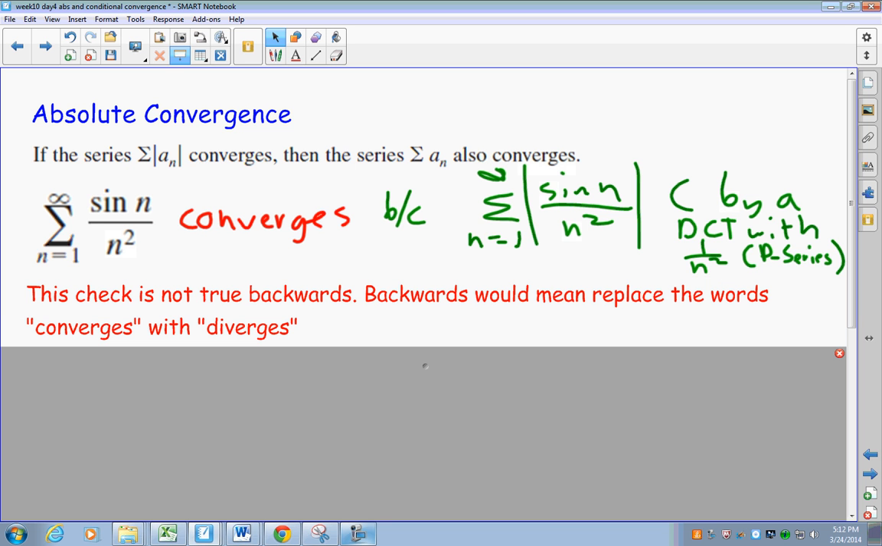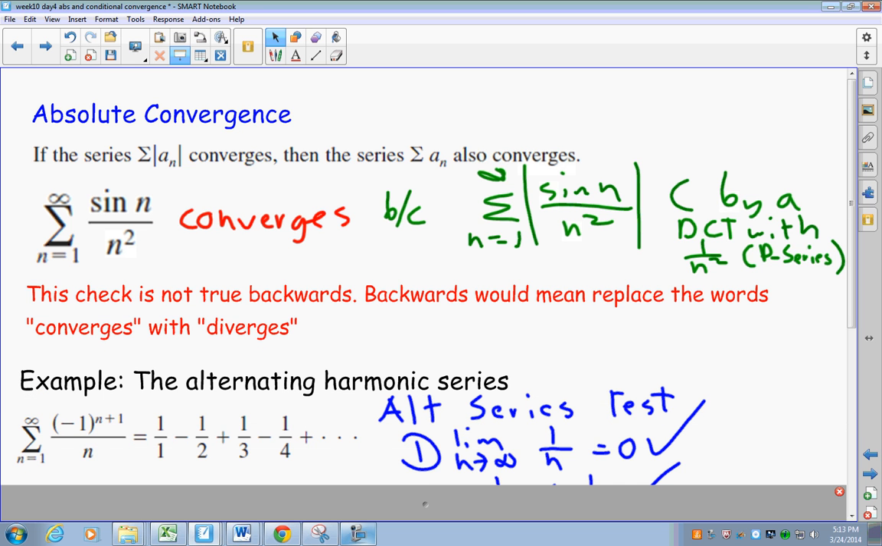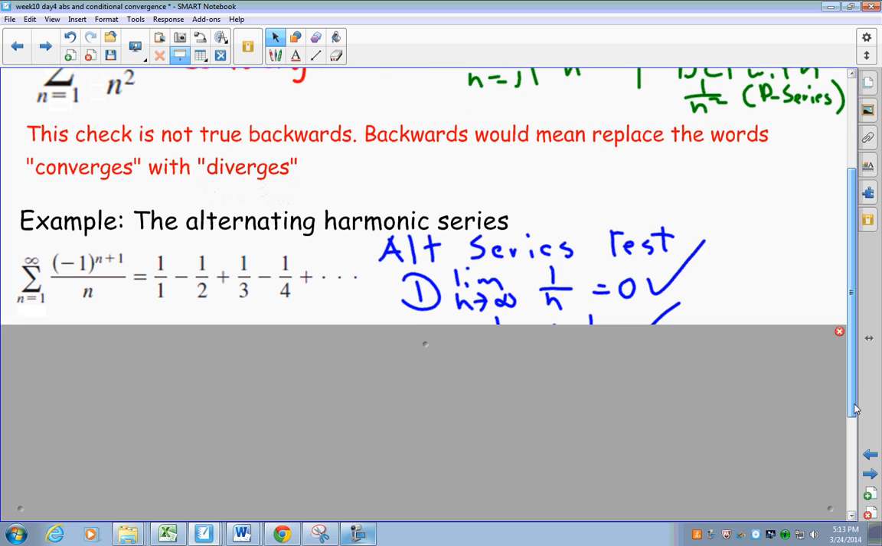Okay? Now, realize this check is not true backwards. And what I mean by backwards is if you replace the word convergent with divergent. You cannot say if the absolute value series diverges, then the other guy also diverges. No, no, no. This is a thing for absolute convergence. So take a look at this example.